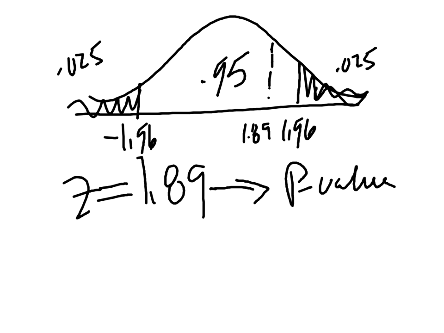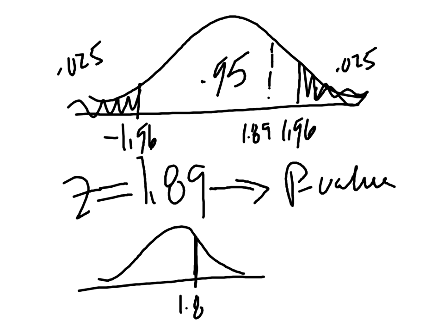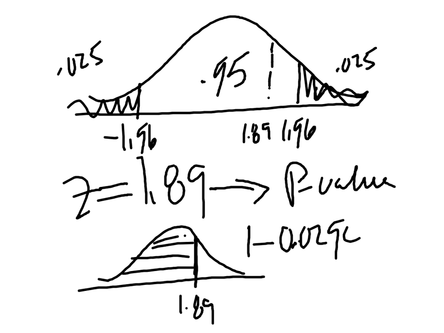So that's a whole separate problem that we've done plenty of. We take 1.89, and in our table it would give us all this area to the left of 1.89, and then we would subtract that from 1, and they would get 0.0294. Now, don't make the mistake of thinking that we're done because 0.0294 is less than 0.05.